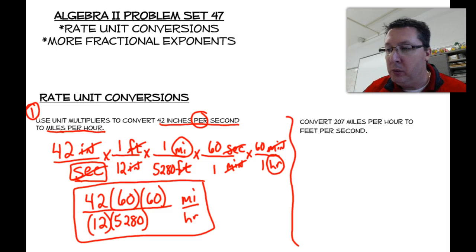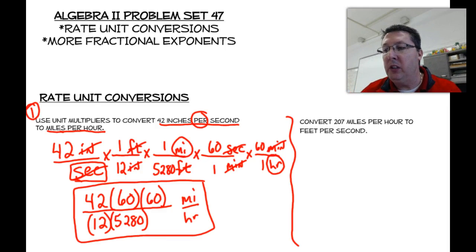I'm going to switch colors to blue. So this one says convert 207 miles per hour to feet per second. So start off the same way. 207.